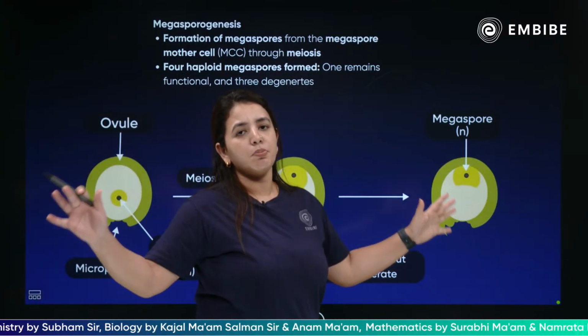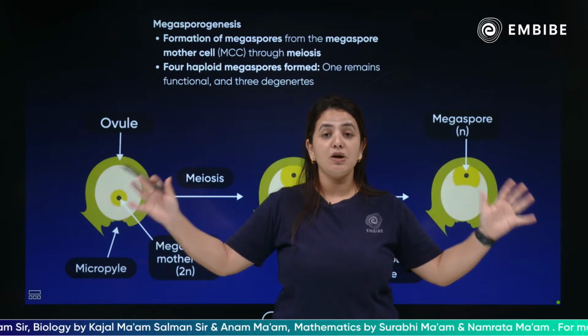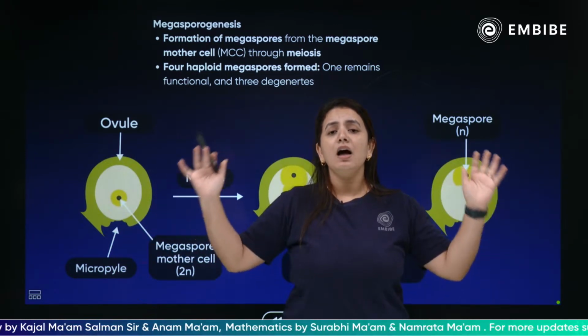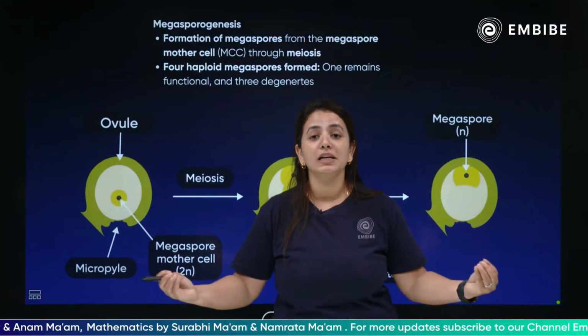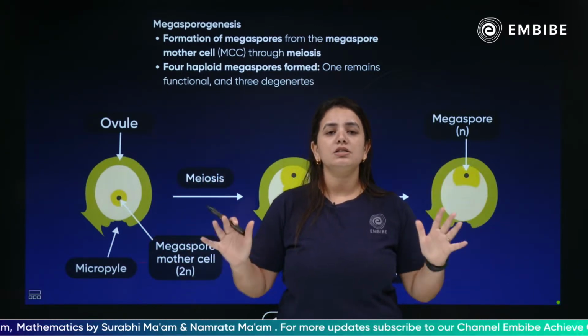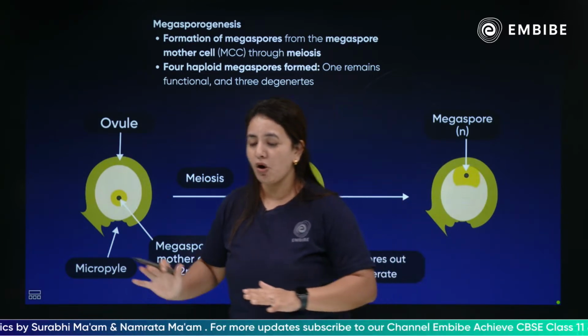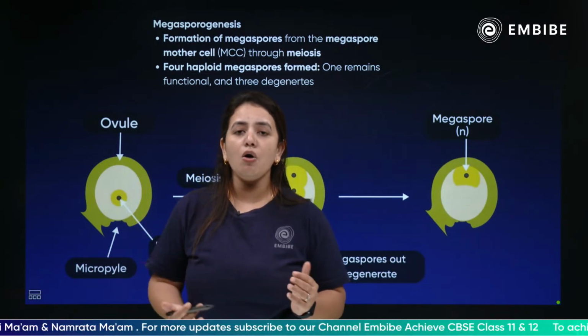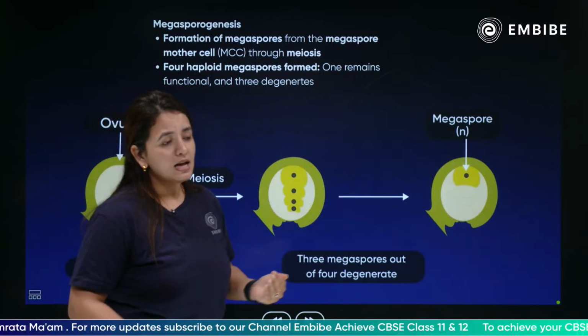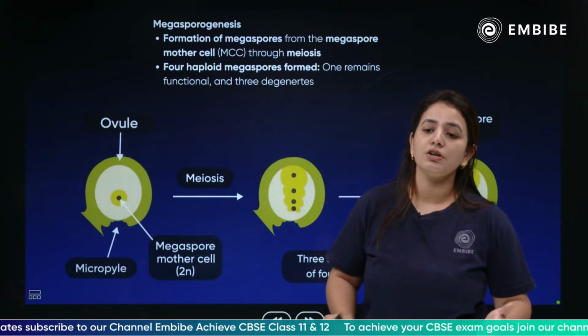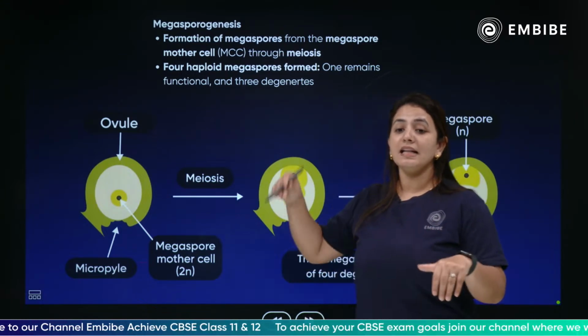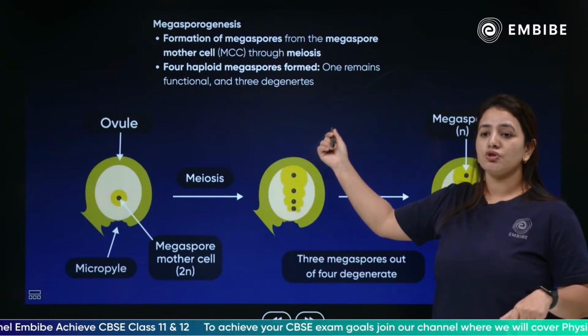What is most important about megasporogenesis or the megaspore is how they attain this 7-celled and 8-nucleated stage, because this is always the question, how this division takes place, that 7 cells and 8 nuclei are formed. So children, this is what we are going to understand in megasporogenesis.